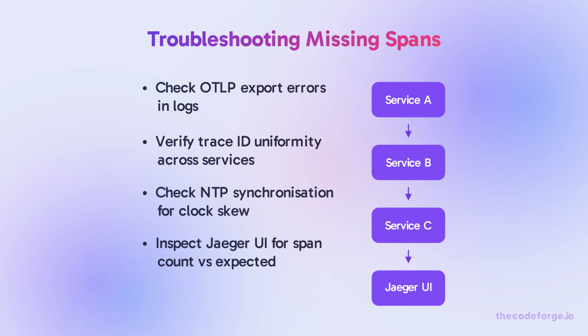When a trace doesn't appear, the root cause is almost always context not propagated, spans not exported, sampling dropped, or clock skew. Use systematic checks to find the break.